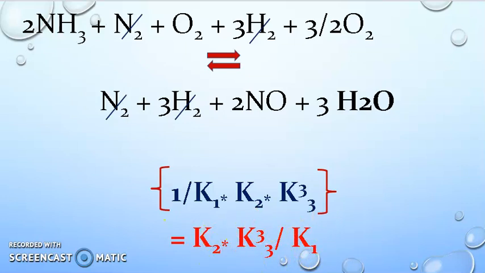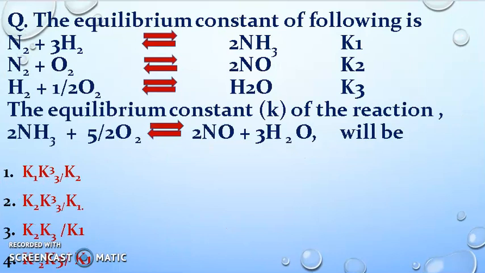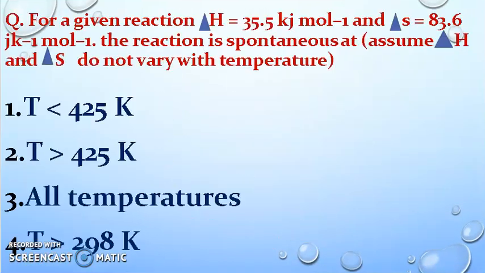So this is the correct answer for this question. Okay, so what is the correct answer? You just see this question here. These are the 4 options, no? From that, what is the correct answer here? Second option, K2 into K3 cube divided by K1. So this is the correct answer for this question. Got it? So let's go to the next question now.